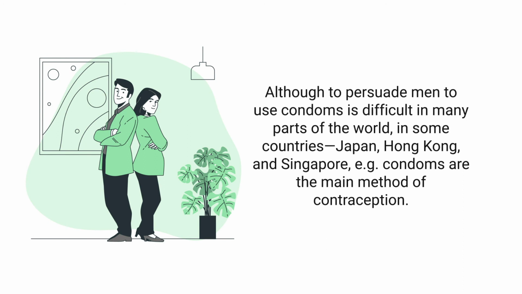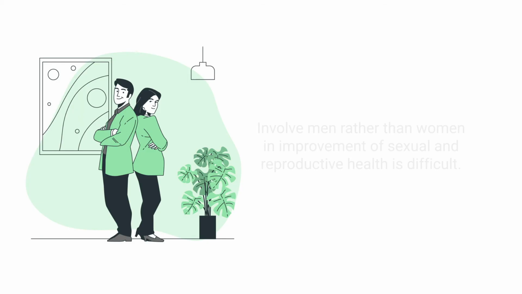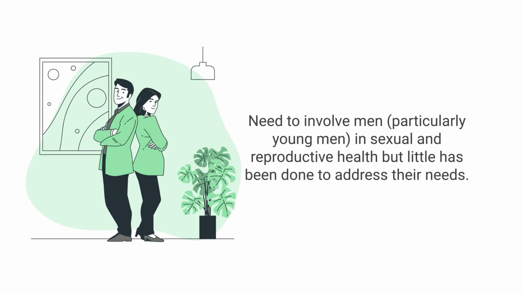Persuading men to use condoms is very difficult in various parts of the world, as studies have shown in Japan, Hong Kong and Singapore. For example, condoms are the main method of contraception, but it is very difficult to convince the men. In the UK also, about half the couples wishing to avoid pregnancy are sterilized. Studies have also shown that involving men, rather than women, in improving sexual and reproductive health is difficult, maybe due to customs, traditions, beliefs, and the patriarchal family concept. The need to involve men, particularly young men, in sexual and reproductive health is very important, but very little is being done to address their needs.